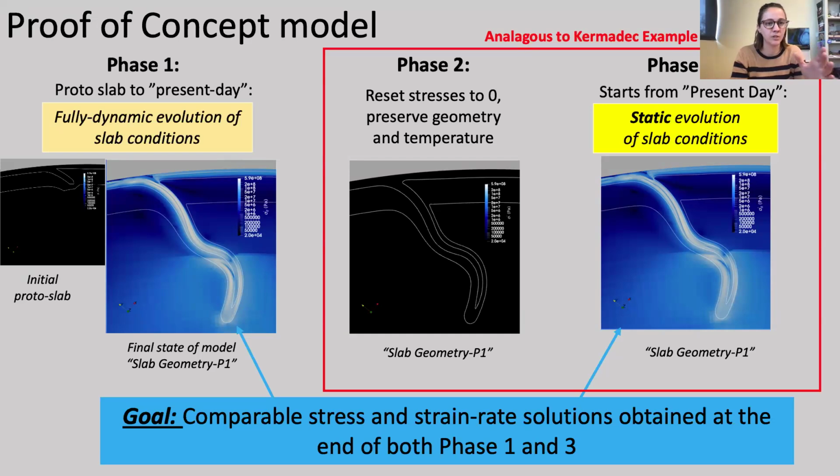And this phase 2 to phase 3 is analogous to what I did for the Kermadec example, where I didn't have any of the stresses or strain rates. All I had was this geometry and temperature structure.